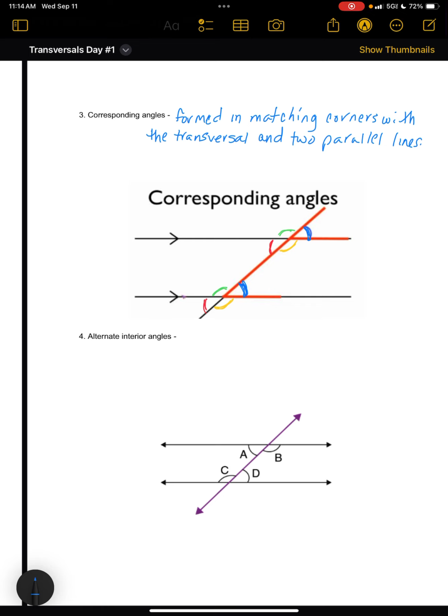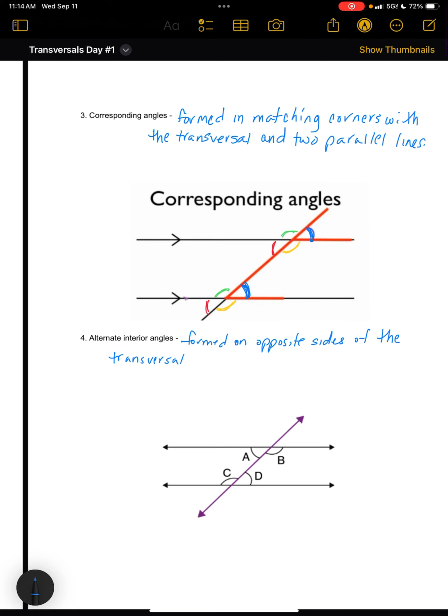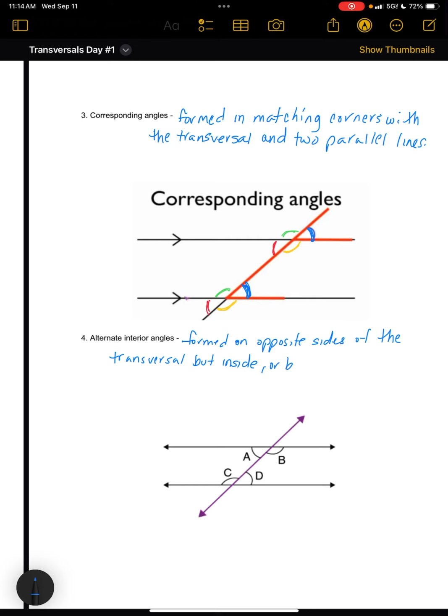Alternate interior angles. They are formed on opposite sides of the transversal, but inside, or between, I like to say between sometimes, the 2 parallel lines.